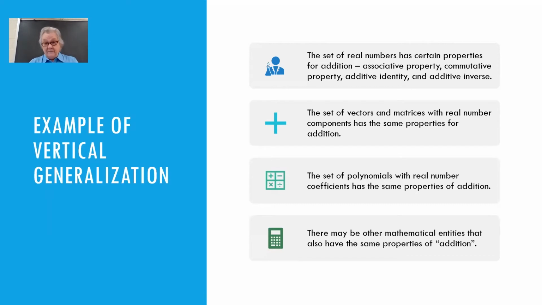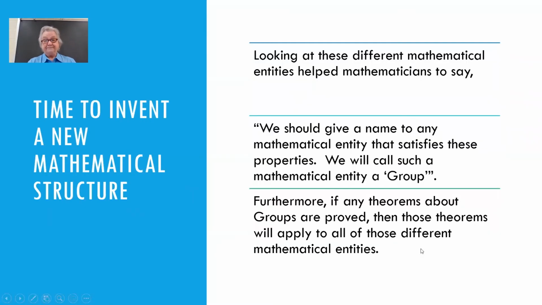And there may be other mathematical entities that also have these same properties of addition. Addition might look different here than it does here, than it does here, but we call them addition. So looking at these different mathematical entities helped mathematicians to say, we should give a name to any mathematical entity that satisfies these properties. We'll call such a mathematical entity a group.